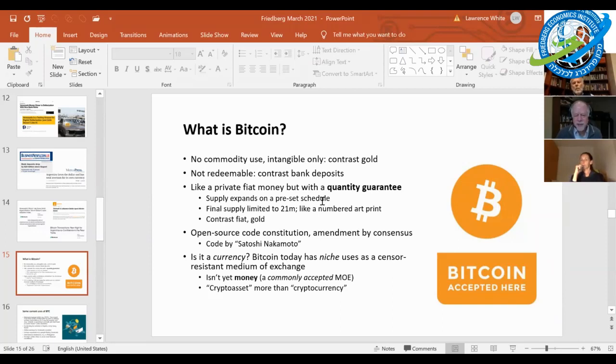It's often called a cryptocurrency, but it's a bit of a stretch to call it a currency in that it's not yet money in the usual sense. It's not a commonly accepted medium of exchange. It is accepted within a certain community. It has niche uses, you might say. And the niche that it has found is based on its working outside the banking system and therefore being difficult for government authorities to censor. That is, they can't say, we're going to stop you from receiving Bitcoin. We're going to stop you from sending Bitcoin.